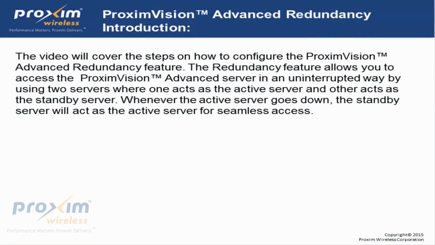This video will cover the steps on how to configure the ProximVision Advanced Redundancy feature. The redundancy feature allows you to access the ProximVision Advanced server in an uninterrupted way by using two servers where one acts as the active server and the other one acts as a standby server. Whenever the active server goes down, the standby server will act as the active server for seamless access.